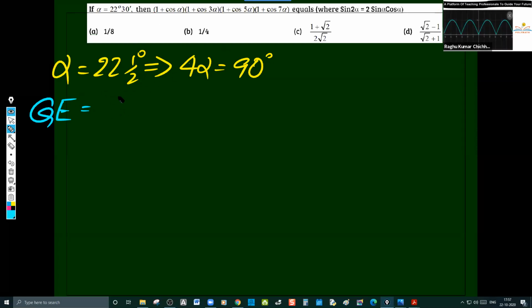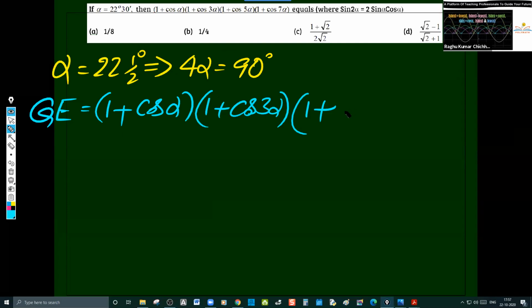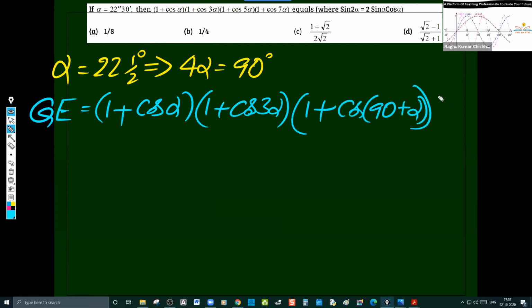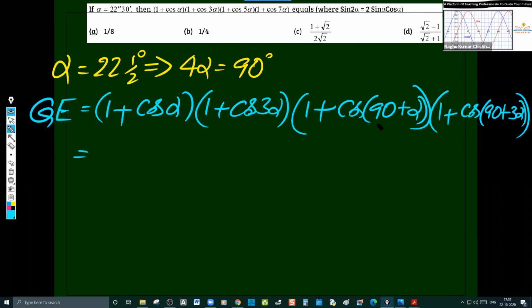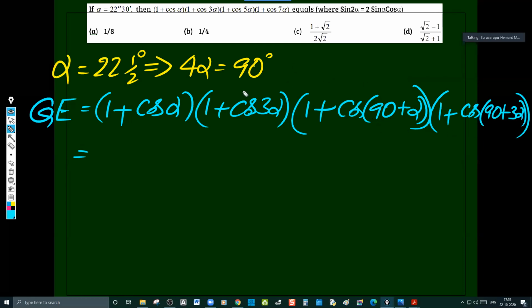Now, in the given expression, I'm keeping 1 plus cos alpha as it is, and 1 plus cos 3 alpha as it is. I'm writing this as cos of 90 plus alpha. You have to accept this, or if you do not understand, ask me, please. 1 plus cos of 90 plus 3 alpha. You tell me how I wrote there. That's 4 alpha plus alpha, and 4 alpha is already given as 90.